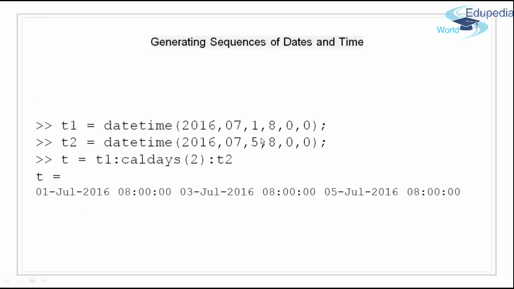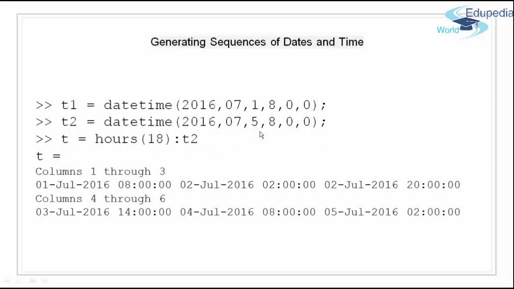Similar to the previous case, we can generate sequence of date and time with spacing of 2 days instead of a default 1 day. So we use t1 colon calendar days of 2 that specifies a space between each element, and we end it with t2. So we get values as 1st of July, 3rd of July, and 5th of July.